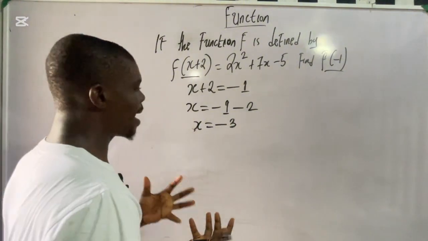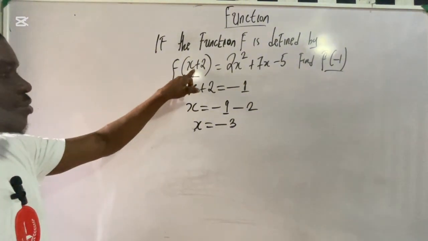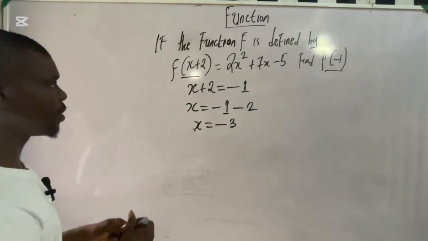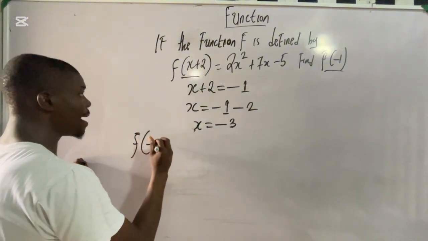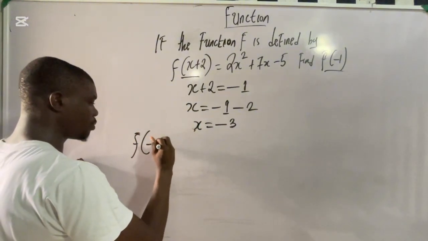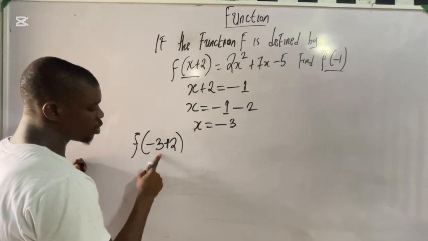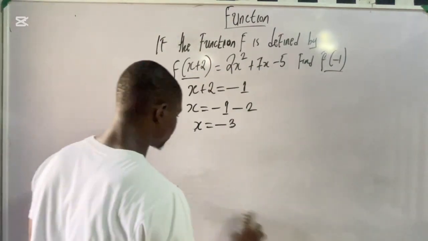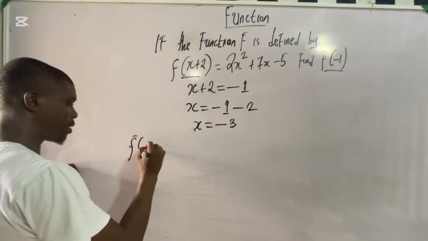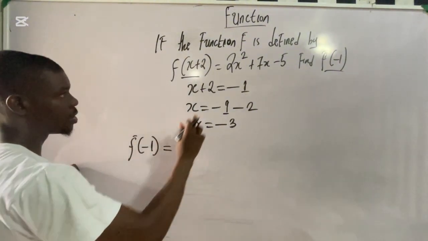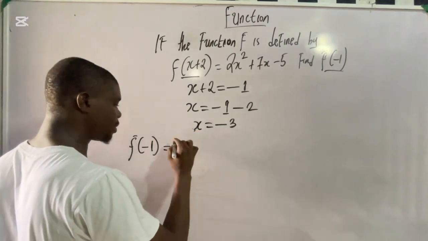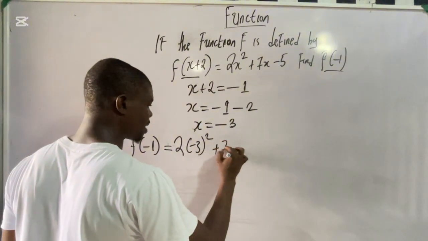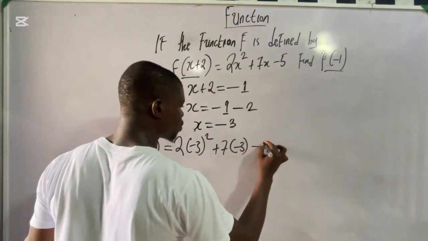So anywhere I see my x, I put −3. So it's going to be f(−3 + 2), which is f(−1), equals 2 times (−3) raised to 2, plus 7 times (−3), minus 5.